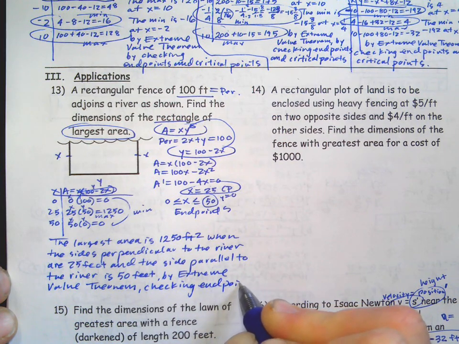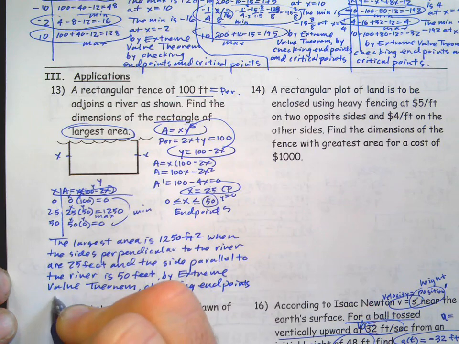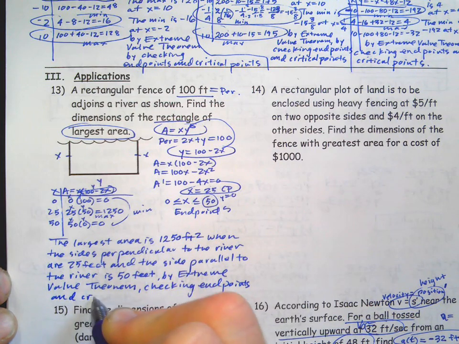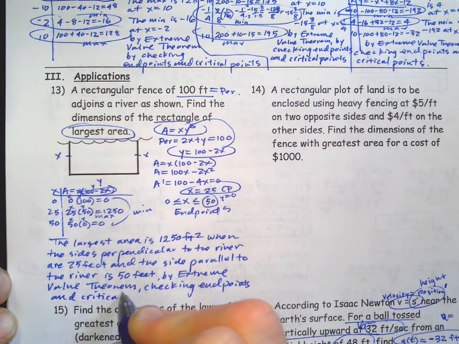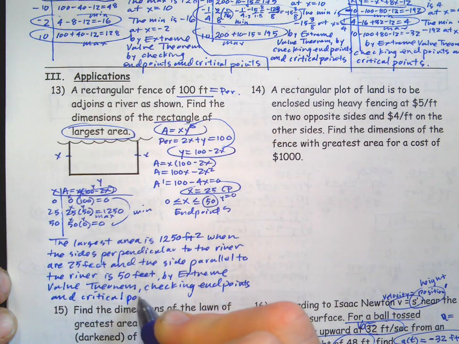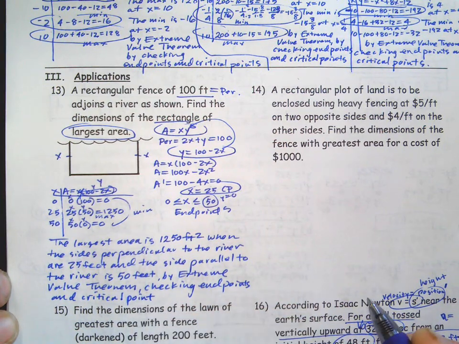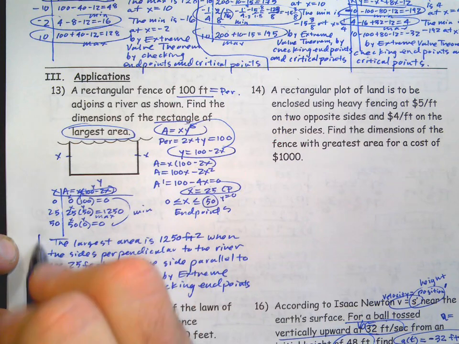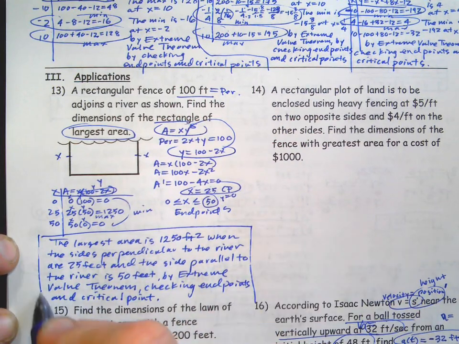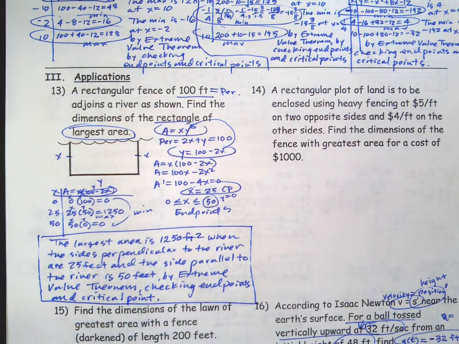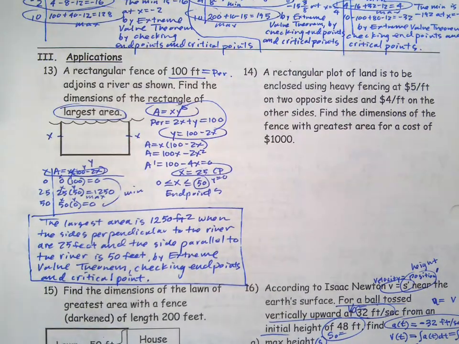This is the way I want you to write your answer. You use units, tell me what the max or min is, tell me where it happens, justify your answer: extreme value theorem, checking endpoints, critical points. So this is the answer I'm looking for on these kind of problems. Okay? On your next test.